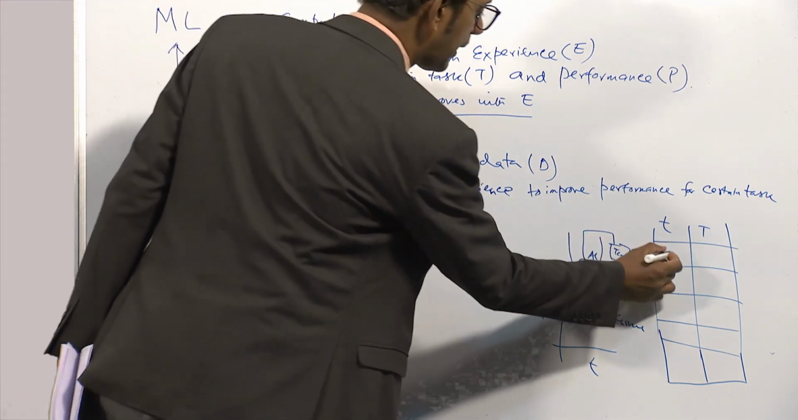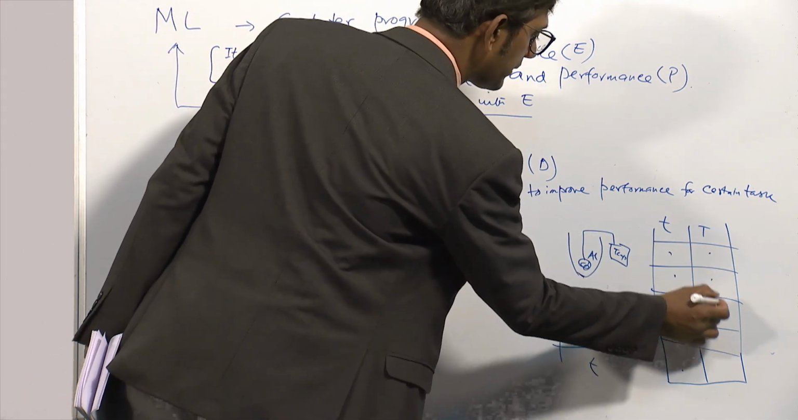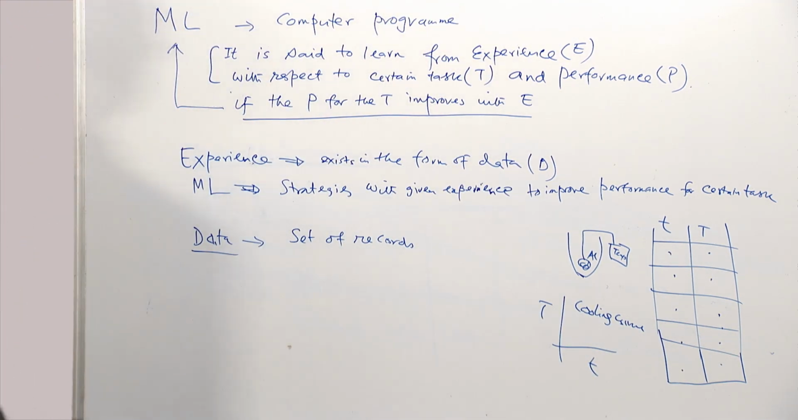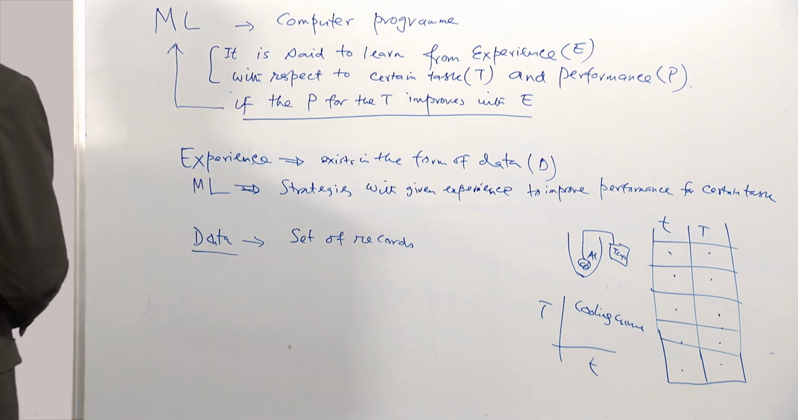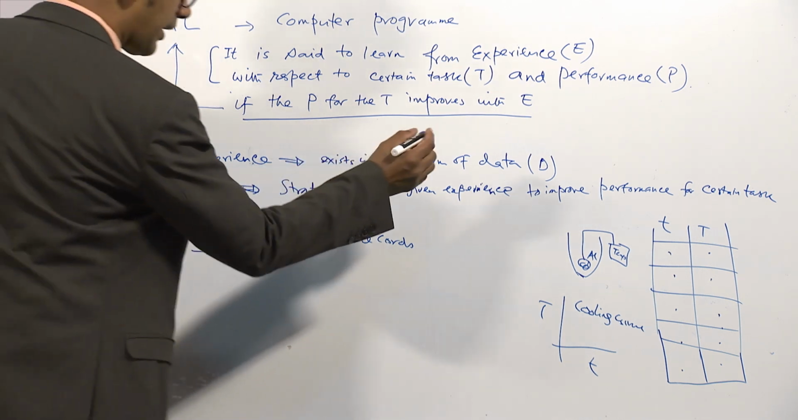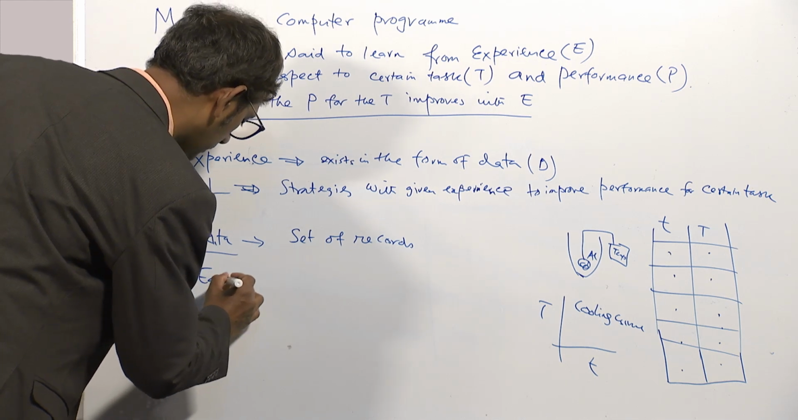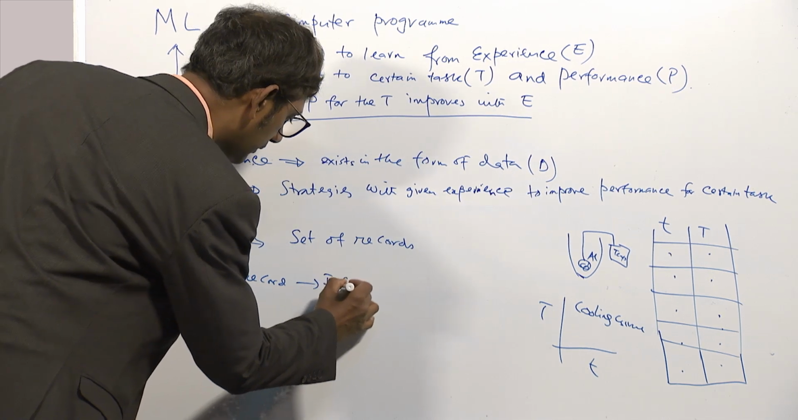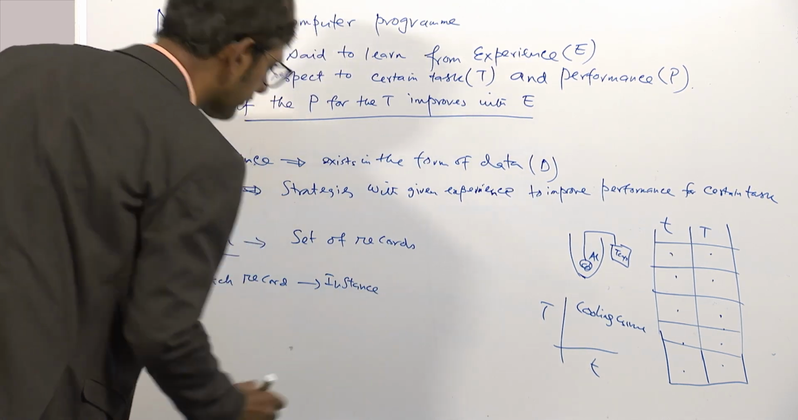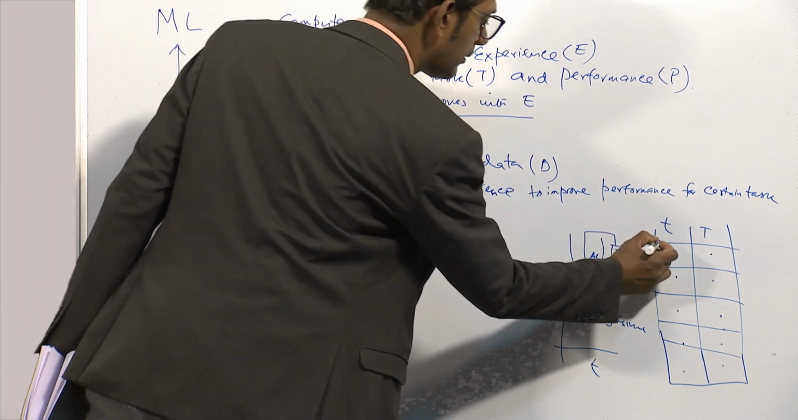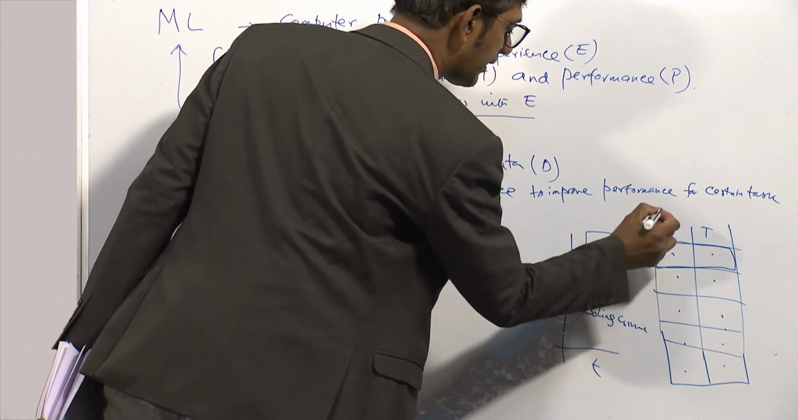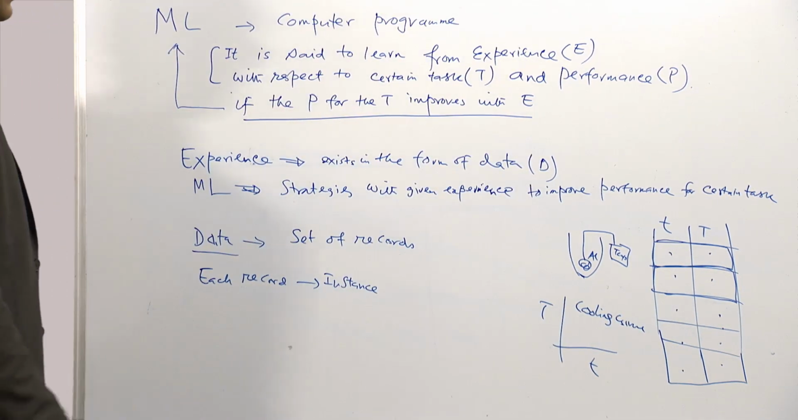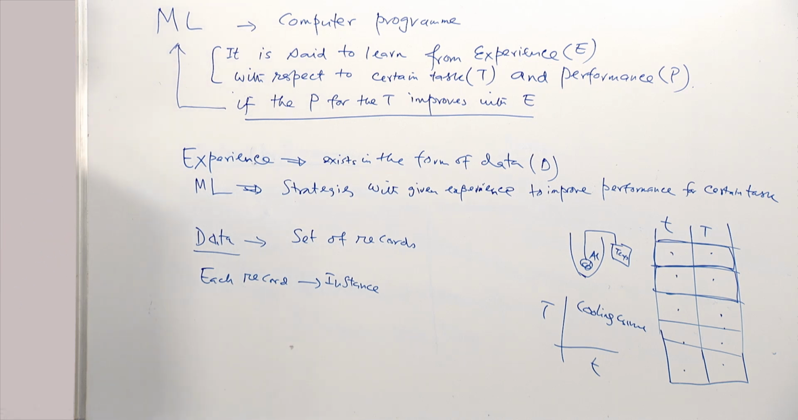So that's basically a set of records. You have different values at different times, temperatures are recorded. That is what a set of records is. So data is nothing but that, correct? Each record is defined as an instance, right? This record is one instance, this record is another instance, like that. So therefore each record is one instance.